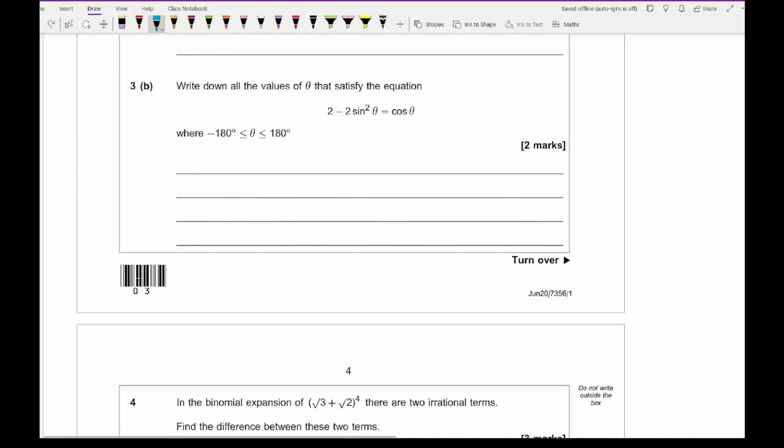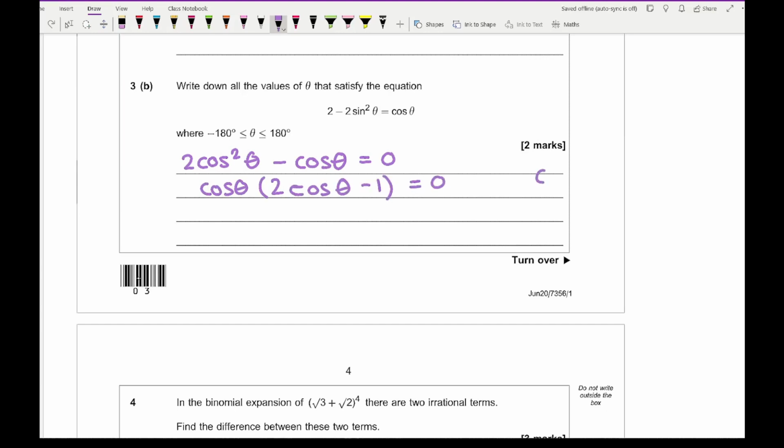Then for question 3b, it says write down all the values of theta that satisfy the equation, and we've got our equation here. So if we pick it up where she was correct, which was at 2 cos squared theta minus cos theta equals 0. So here we factorize with respect to cos theta. So cos theta (2 cos theta minus 1) equals 0.